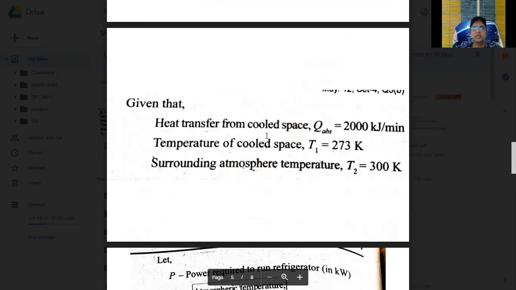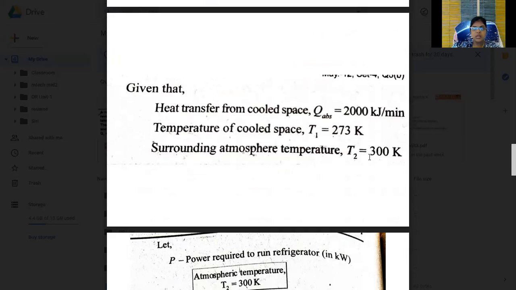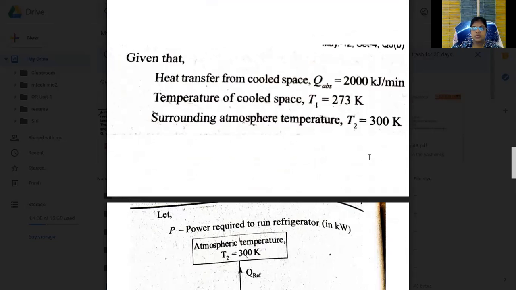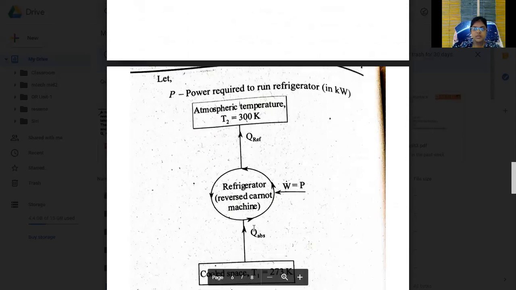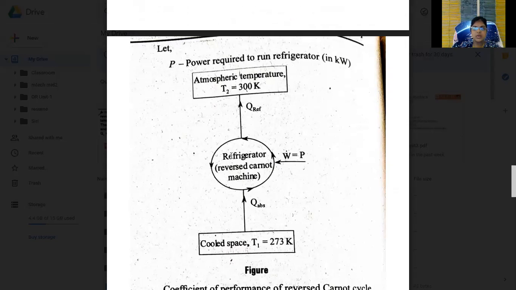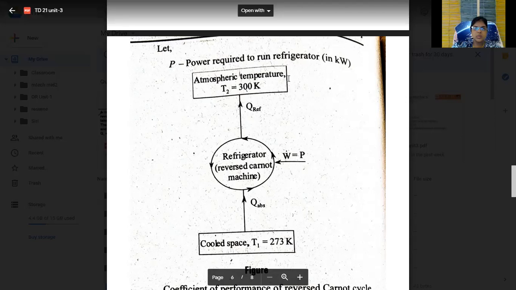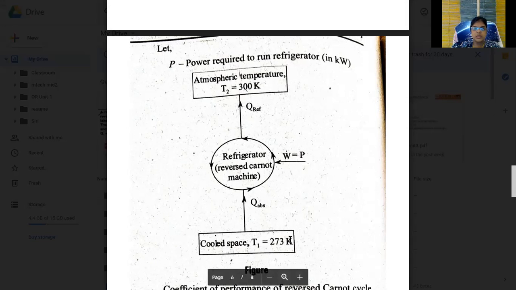First of all, heat transfer from the cooled space is 2000 kilojoule per minute, and the temperature of the cooled space T1 is equal to 273 Kelvin, and the surrounding temperature T2 is equal to 300 Kelvin. This is our refrigerator. So the sink is our cooled space, and our source is the atmospheric temperature. So the lower temperature maintains 273. Source means higher temperature, and sink means lower temperature.